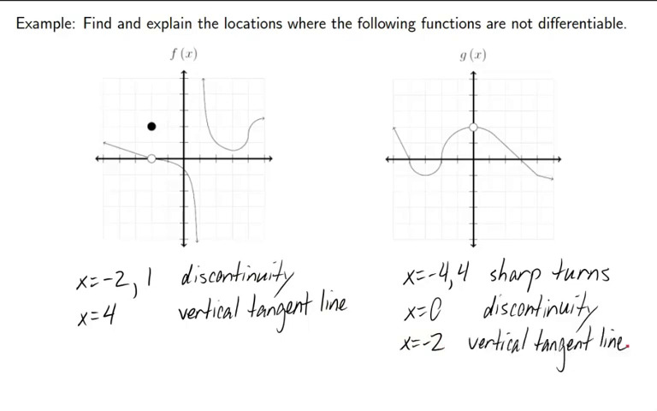Sharp turns, discontinuities, and vertical tangent lines break the derivative, and we have a way to calculate the derivative using that function and limit formula. In the next one, we'll talk about some shortcuts, but for right now, remember that the derivative is the slope of the tangent line and the instantaneous rate of change of the function.